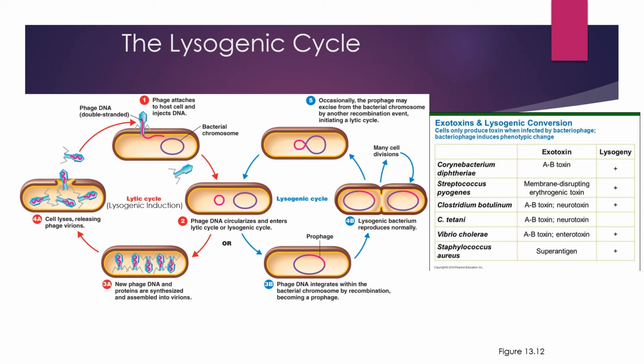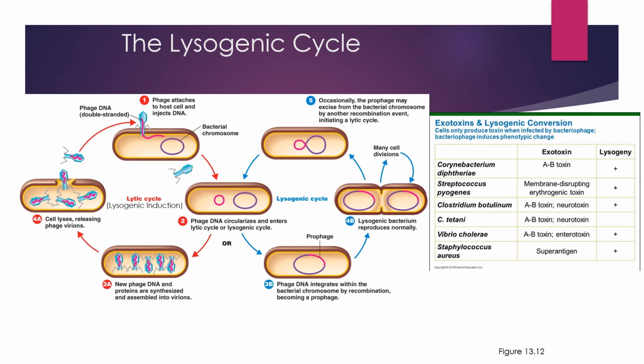So here are some examples of bacteria that become more virulent when they're infected with a bacteriophage. Notice that Vibrio cholerae, the bacterium that causes cholera, is on this list. It turns out that when it's carrying a phage, it's able to produce cholera toxin, which is responsible for the horrible diarrhea that accompanies this disease, cholera.